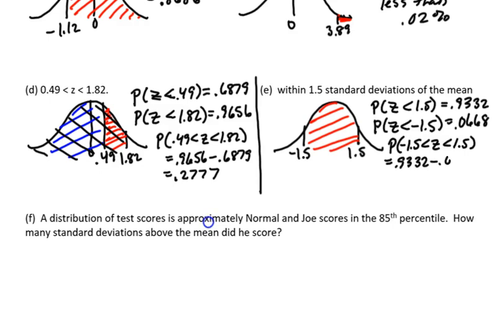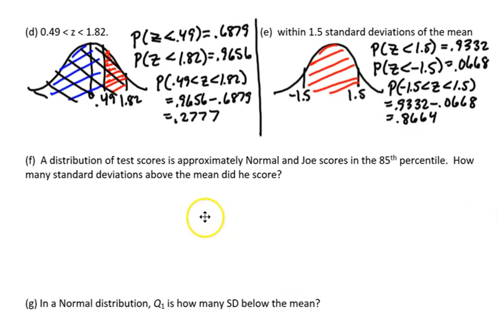0.9332 minus 0.0668, which is 0.8664, which makes sense because within 1 standard deviation of the mean is 68%, within 2 standard deviations is about 95%, so this is kind of in between. Okay, last problem here. No, I guess there's two more problems.